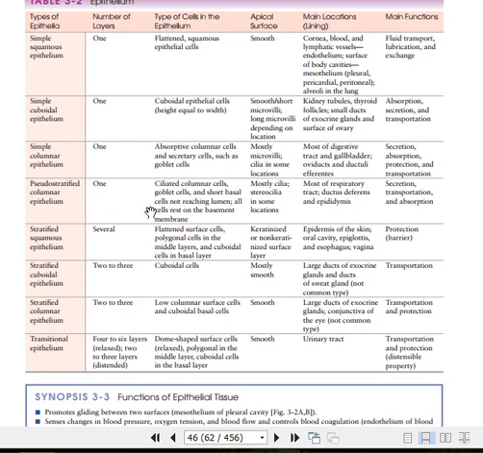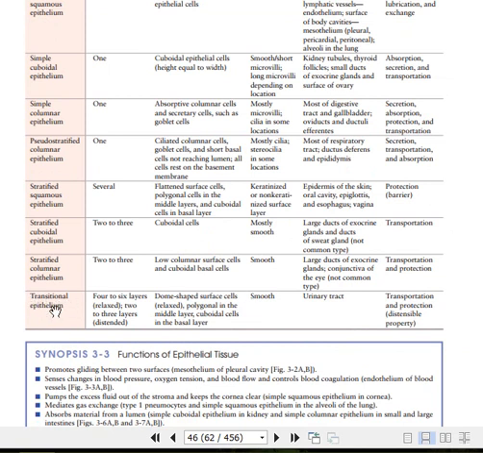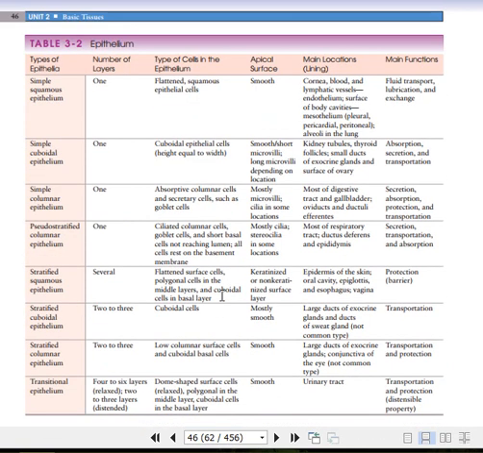Now the next thing you have to visualize is the stratified squamous epithelium, which has several layers. At the basal area, the cells are more cuboidal. At the middle layer, the cells are more polygonal, and at the upper layer, they are flattened. For stratified cuboidal epithelium, the basal and upper layers are cuboidal. For stratified columnar epithelium, the basal layer is cuboidal, and the apical layer is columnar. And for transitional epithelium, the basal layer is cuboidal, the middle layer is polygonal, and the uppermost layer is dome-shaped.